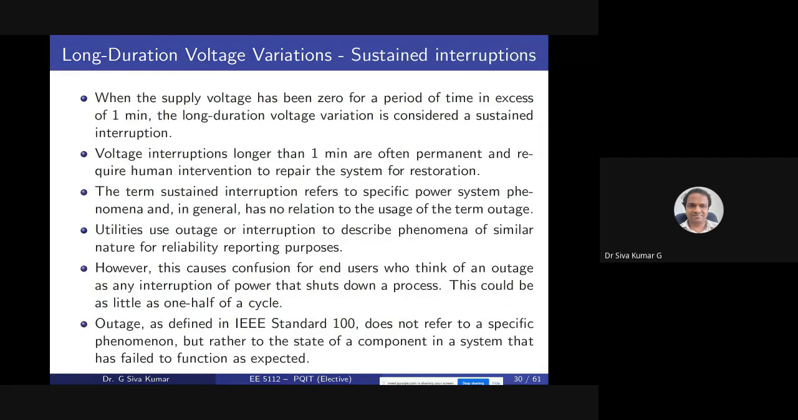Next is the sustained interruption. This is an interruption, or we can call it an interruption. If the voltage value is 0 for greater than 1 minute, then we will be calling it sustained interruptions.